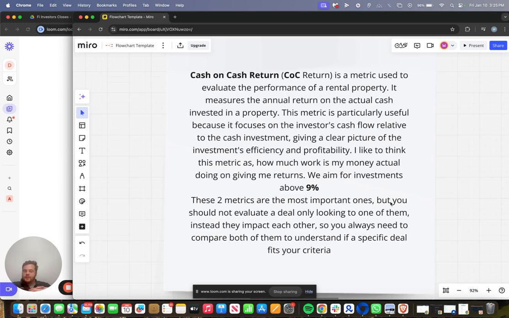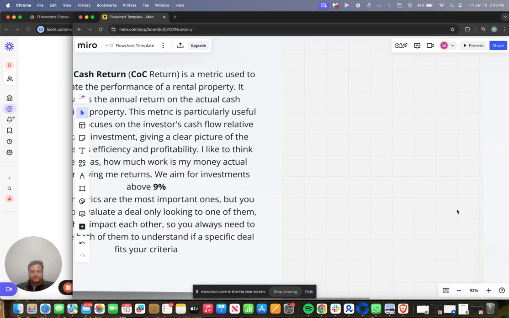And these two metrics, meaning cash on cash return and cash flow, are the most important ones, but you should not evaluate a deal only looking at one of them. Instead, they impact each other. So you'll always need to compare them both to understand if a specific deal fits your criteria, right? Of course, it always comes down to your specific criteria, and you've got to make sure that everything checks out and hits your long-term investment goals.